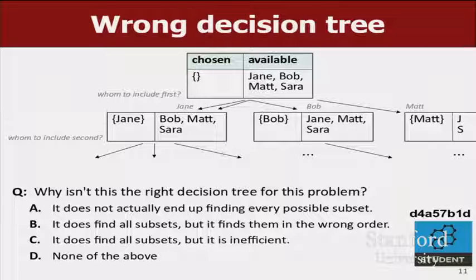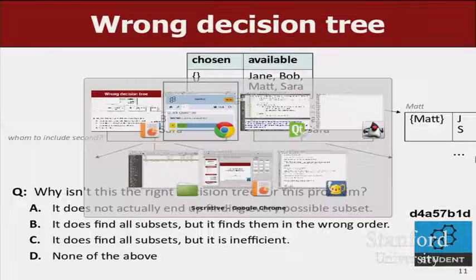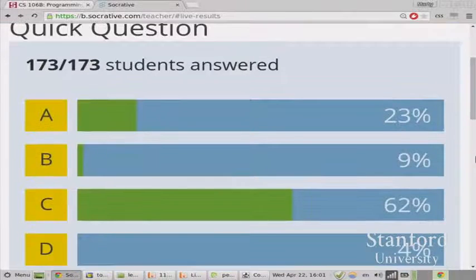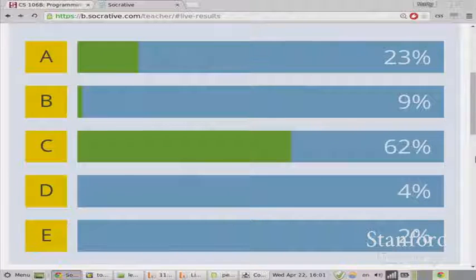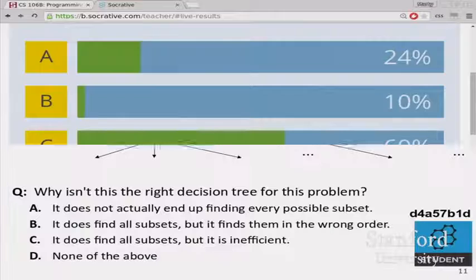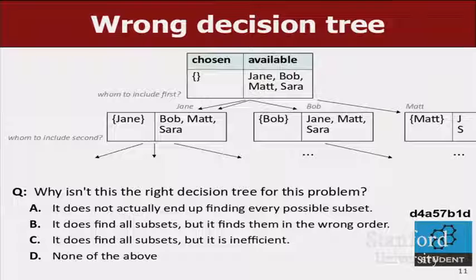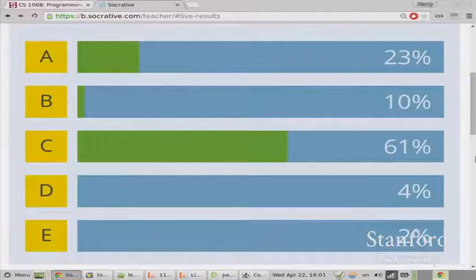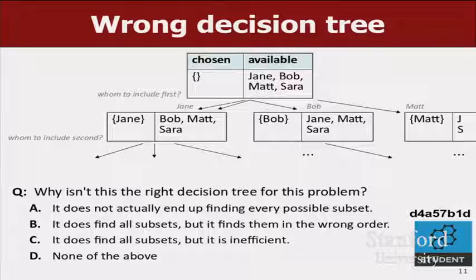Go ahead and vote. I'll show the results in just a second. There's kind of a clear favorite answer among you guys, it looks like. And that seems to be the answer C, which is what? You guys think that it finds subsets, but it's inefficient. There's also a fairly sizable vote for A, which would be it doesn't actually find the subsets.